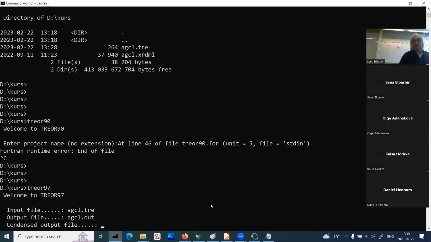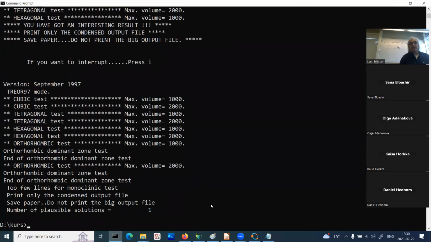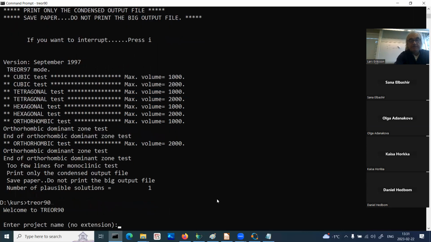And for some reason, one of the authors of this program wanted to have several different types of output files, with a condensed output also, but we can call it C, DC maybe? No, 390 is simpler, AGCL.